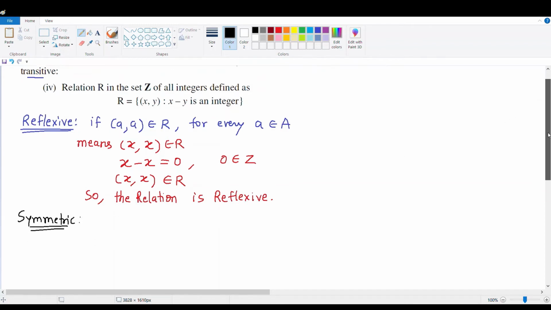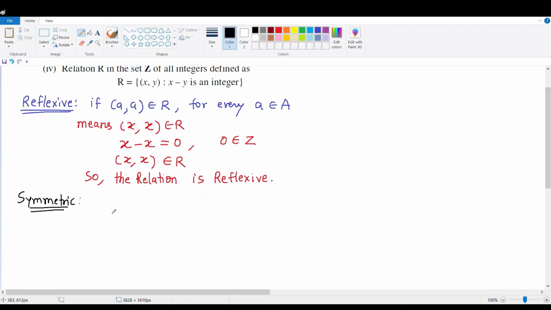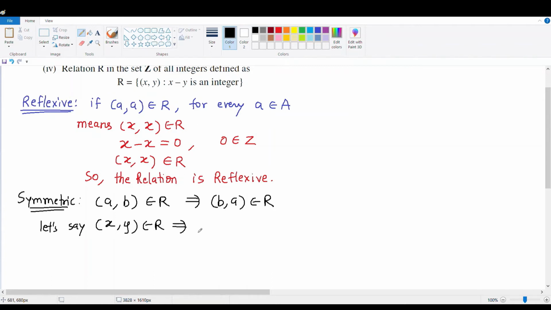Now the definition of symmetric says what? That if you have some a comma b belonging to R, then you must have the reverse of it, b comma a, also in that set R. Okay, so let's say that x comma y belongs to R. Now, if x comma y belongs to R, that means x minus y is an integer, right? So this implies that x minus y is an integer.